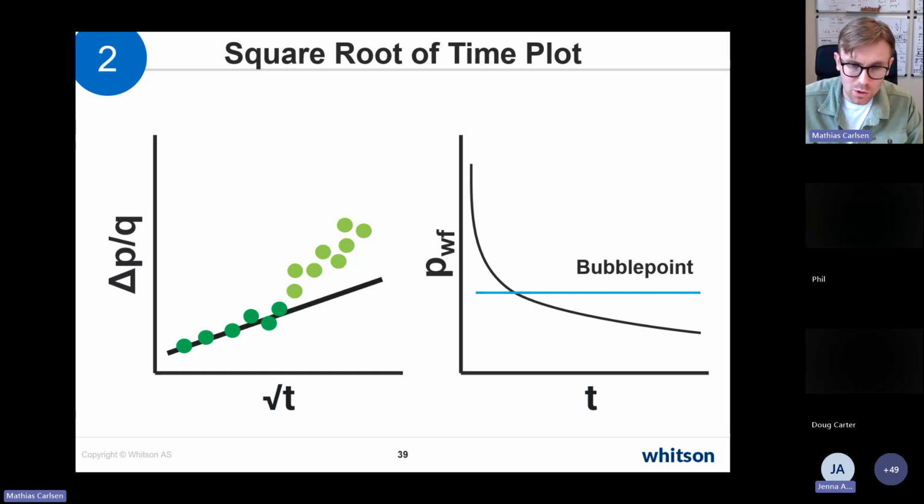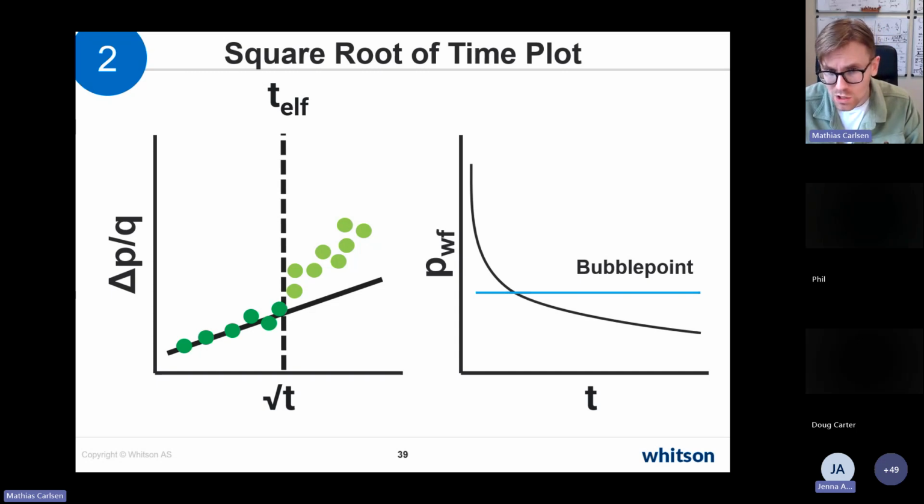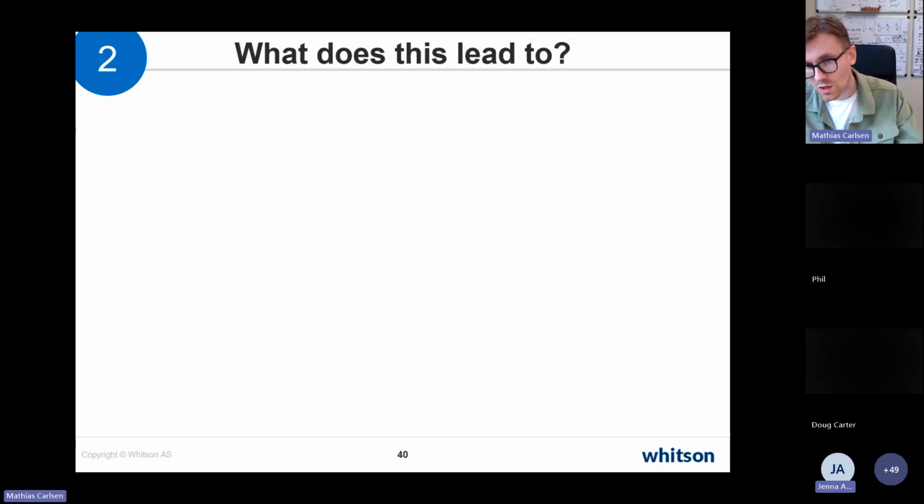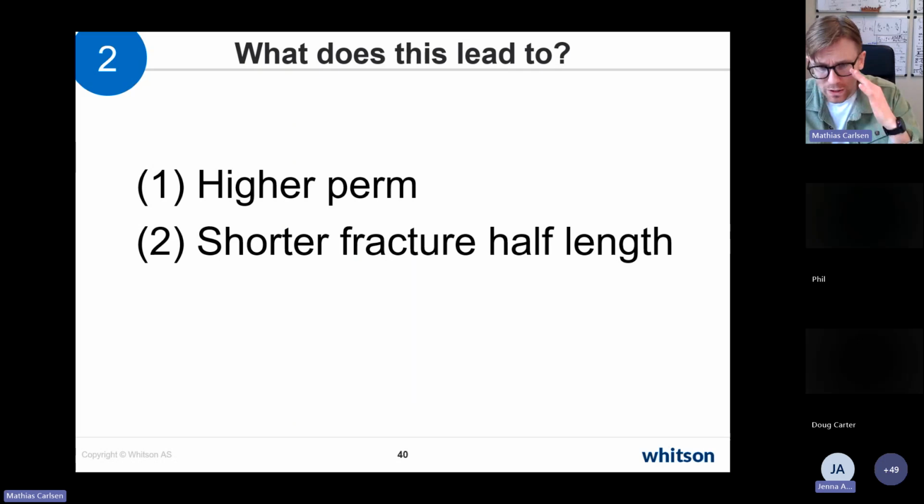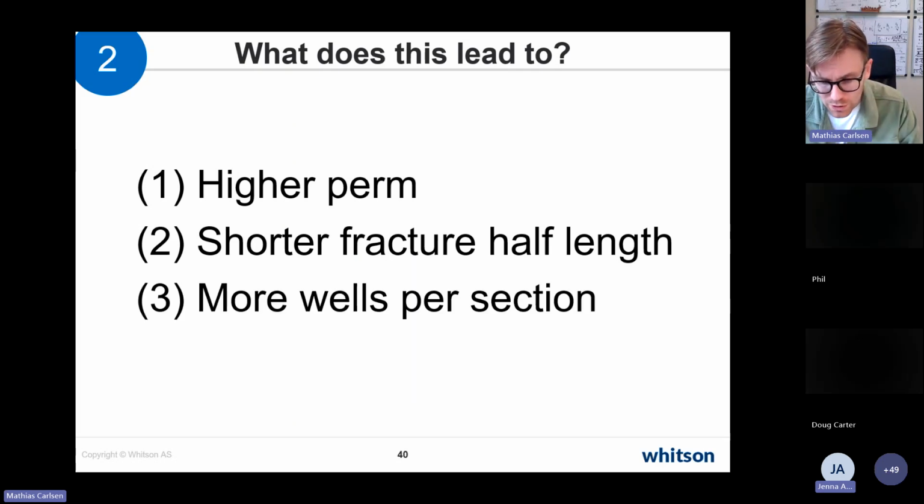So the classical RTA workflow would be to put a slope here, and you would go in and find a time to end of linear flow. If that time to end of linear flow is not a true reservoir boundary, you'll pick too small of a tank size, which will always lead to higher permeabilities or too short fracture half lengths and justify more wells per section. And I think you guys know the story from there.